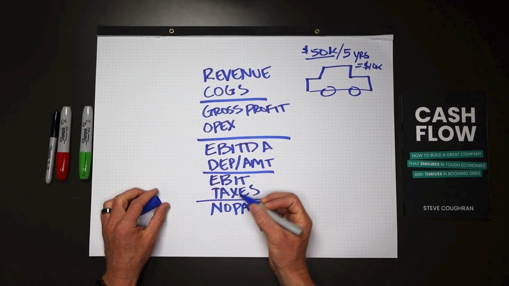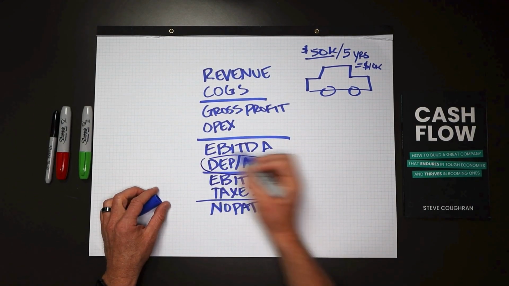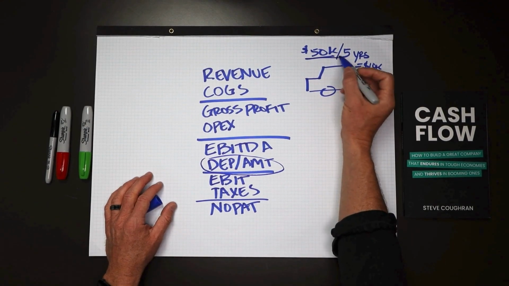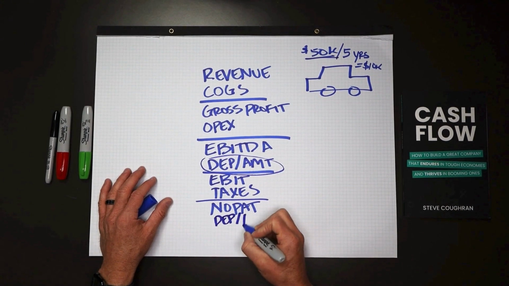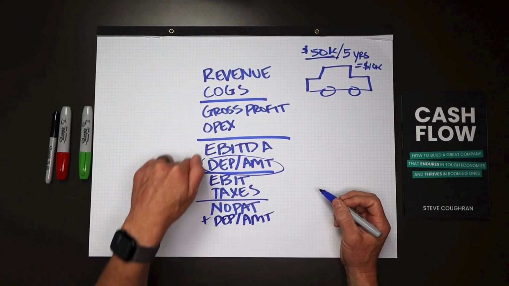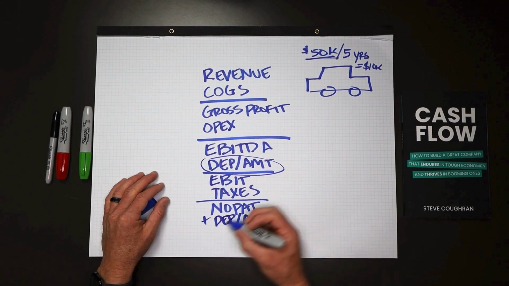We have NOPAT. Now, we're trying to get to cash flow, and depreciation and amortization up here, this is not a true cash outflow because when we buy the truck, we have investments in capital expenditures, which I'll get into in just a minute. So we want to add this back because this is just for tax purposes and it's not a true cash outflow. So we have to add the non-cash item back to our number to get to free cash flow. Okay, so we add that back.